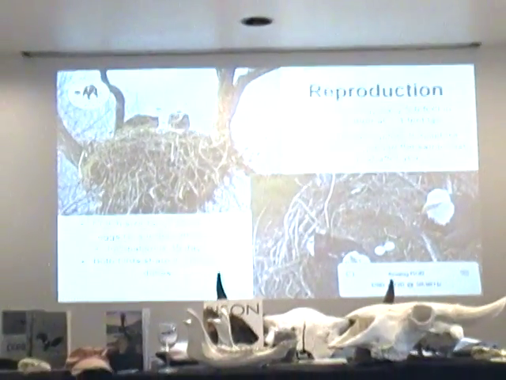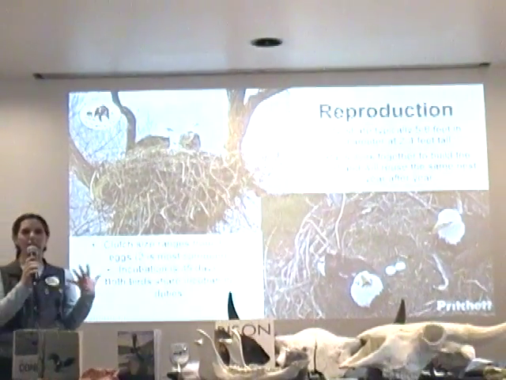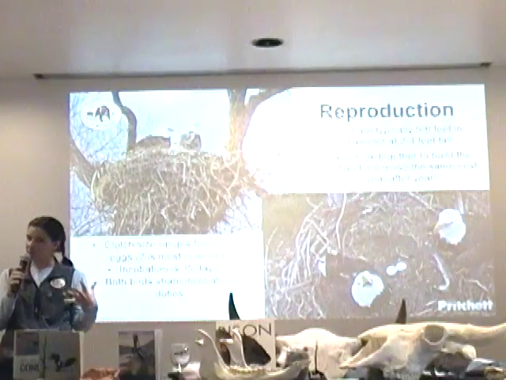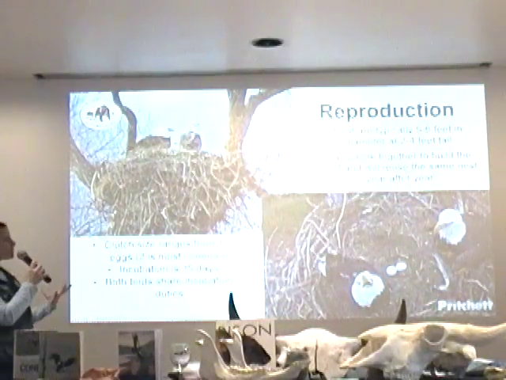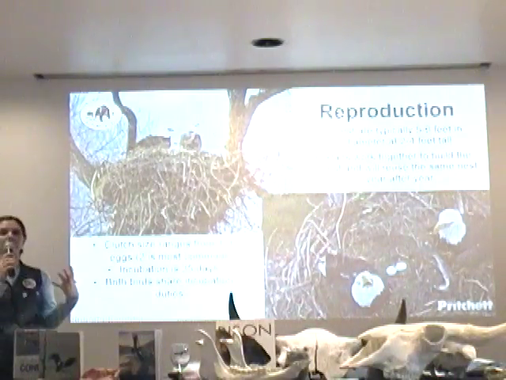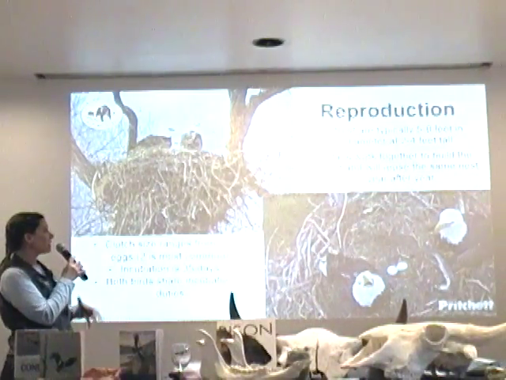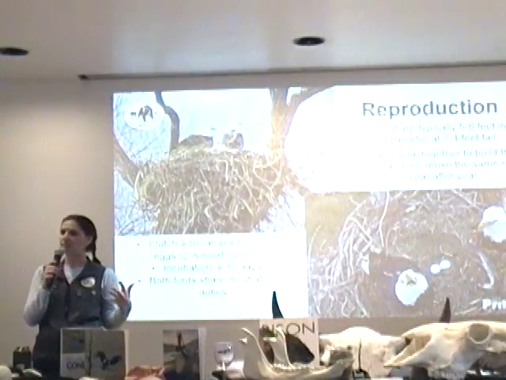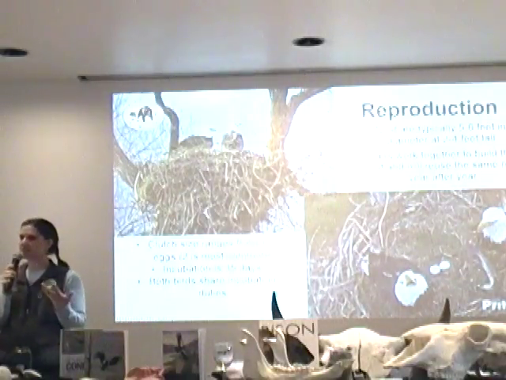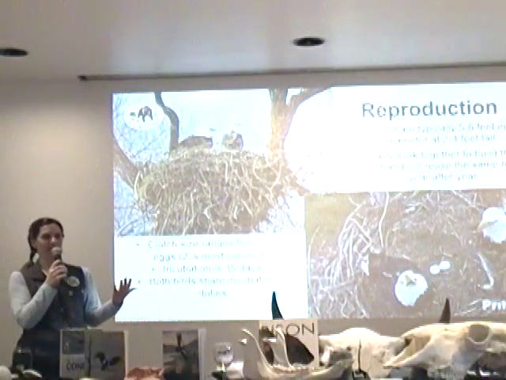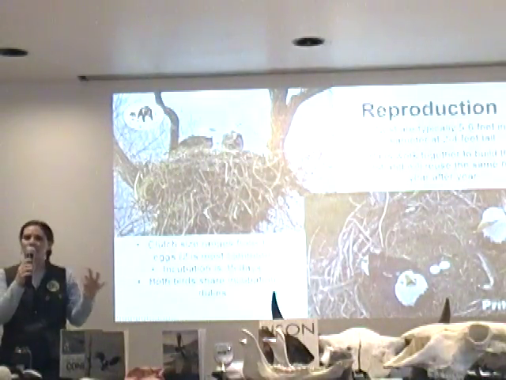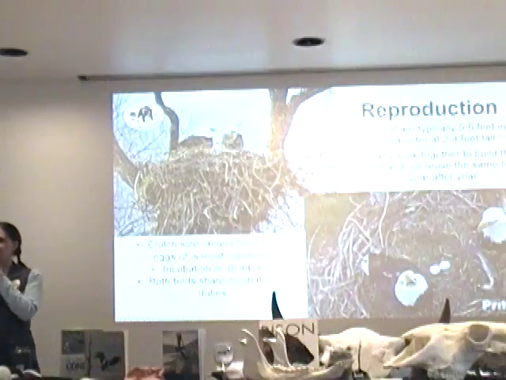Okay, so reproduction. We talked about how they're monogamous and mate for life. They build humongous nests, not the biggest of the bird world, but very large. They average 5 to 6 feet in diameter and 2 to 4 feet tall, but they can be much, much larger. The male and female both contribute, and they will reuse the same nest year after year and add on to it. So the humongous nests are nests that have been in use for 10, 15, 20 years sometimes.